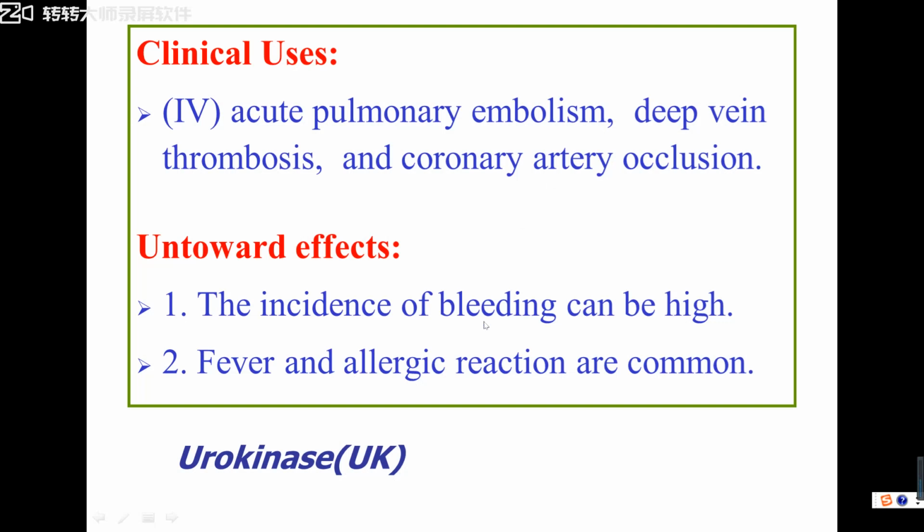And in clinic this year, we use rtPA, recombinant tissue plasminogen activator. It is used only to treat very serious acute pulmonary embolism and acute myocardial infarction, and only within 3 to 6 hours we can use these drugs, because of serious adverse reactions such as spontaneous hemorrhage.